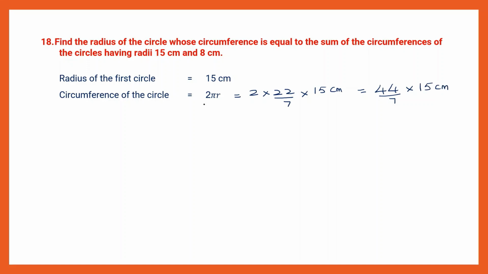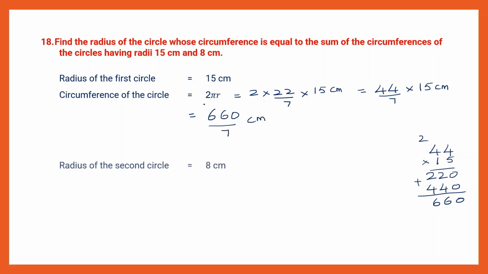Now let's multiply 44 into 15. 5 fours are 20, carry 2. 5 fours are 20, plus 2, 22. 1 fours are 4, 1 fours are 4. Add this up. 2 plus 4 is 6, 2 plus 4 is 6. So here we've got 660 by 7. So the circumference of the first circle, we'll leave it at that, 660 by 7 centimeters.